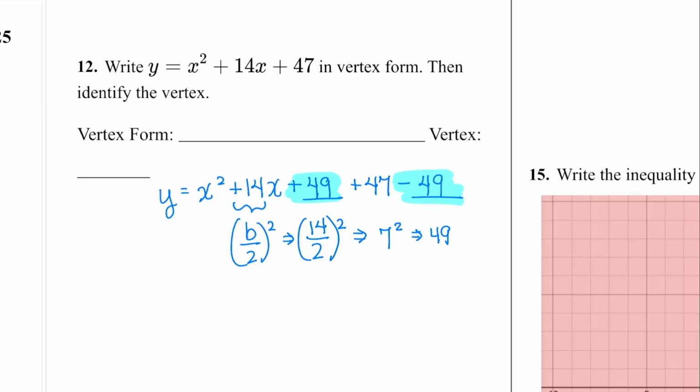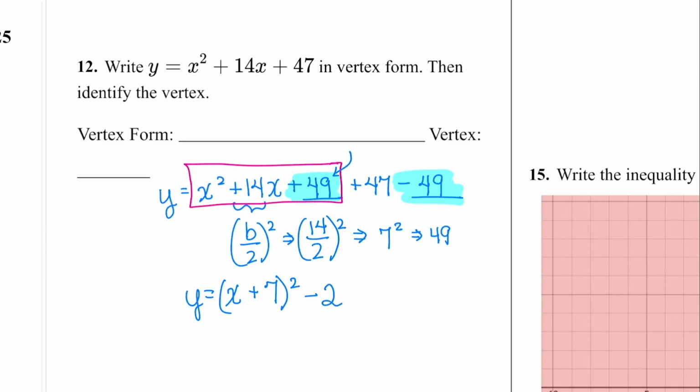Now, it's important to note that it's called completing the square because every time that we do this, we are going to get a perfect square trinomial. That factors every single time to x plus whatever the square root is of this, x plus 7 squared. Then we have 47 minus 49, so this is going to be -2. This is the vertex form of our equation.